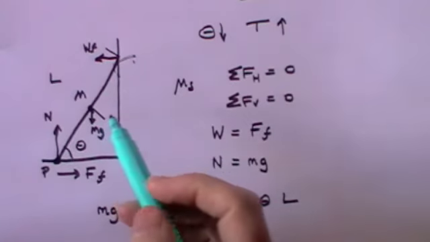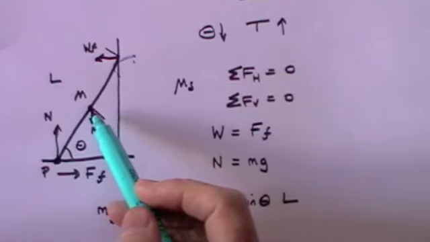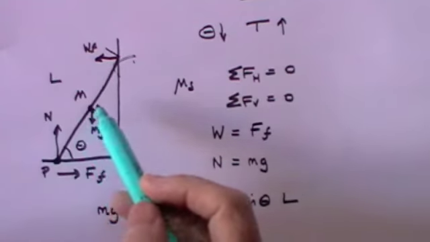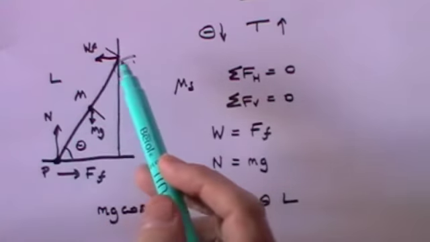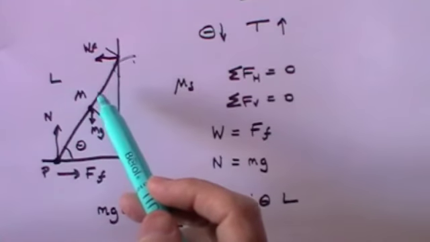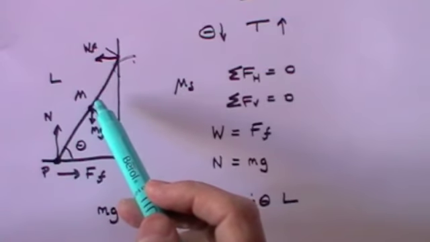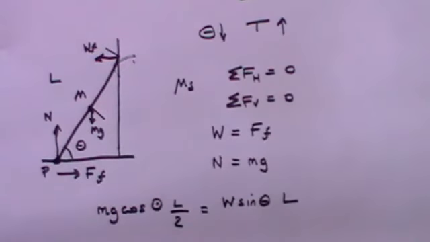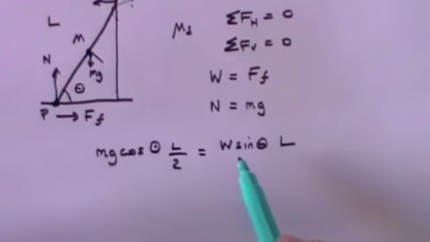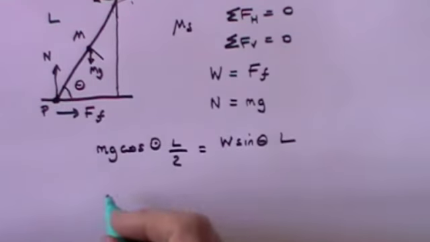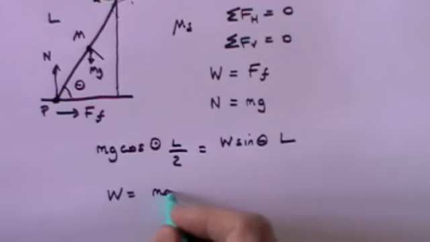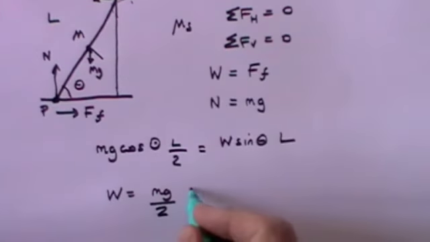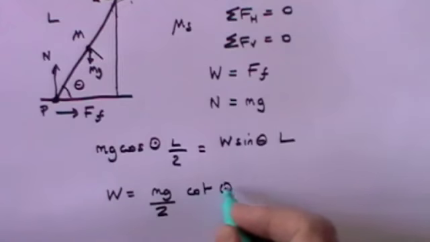Just to point out that, of course, there will be another component of mg acting in the direction of the ladder. And there'll be a component of W acting in the direction of the ladder. That has no effect whatsoever. It's only the perpendicular forces that have any effect. And if you reduce this formula here, you will get that W is equal to mg over 2 times the cotangent of the angle theta.